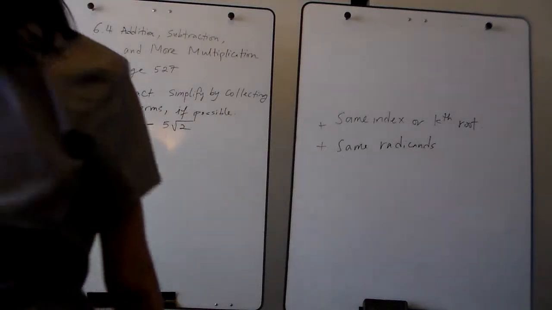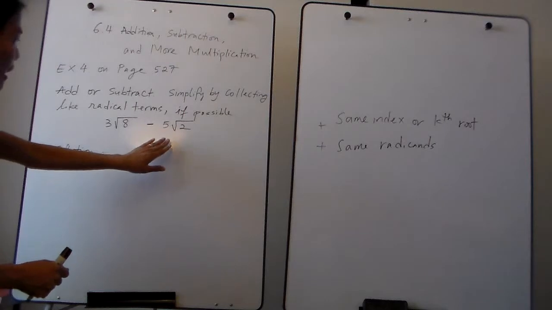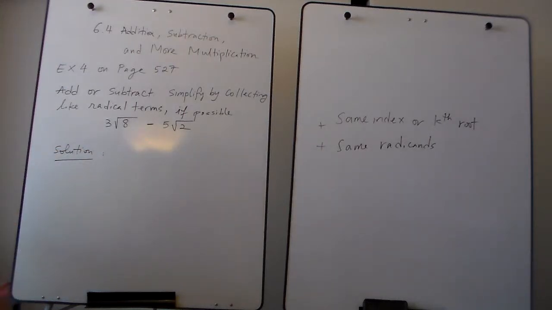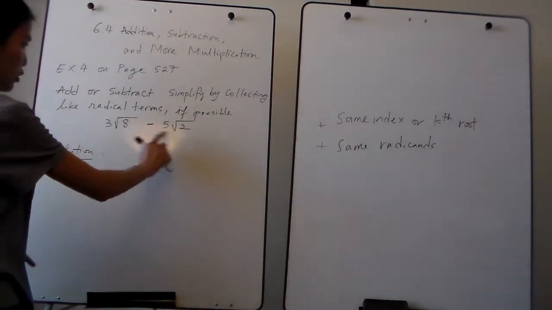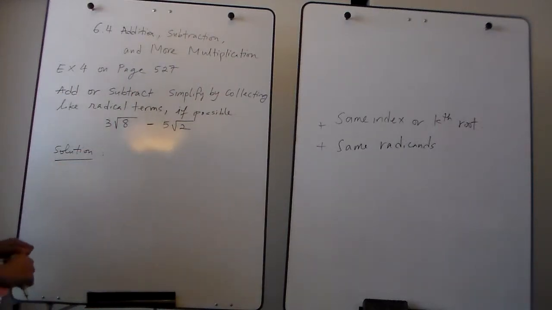Example 4 on page 527. Add or subtract, simplify by collecting like radical terms if possible. So same question, just different terms or expression. We're given here 3 times cube root of 8 minus 5 times cube root of 2. Now, we have these two terms given that involve the radicals.